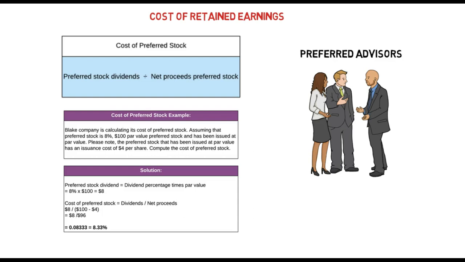We have a preferred stock dividend, which equals our dividend percentage times par value. The cost of preferred stock will equal the dividends divided by our net proceeds. What do we know here? We know that our dividends are $8, because 8% times 100 is $8. And what are our net proceeds per share? It's going to be that $100, and we have to subtract the issuance cost. That carrying value gets subtracted by the issuance cost. So it's going to be 8 divided by 96. We have 8.33%, which represents our cost of preferred stock.